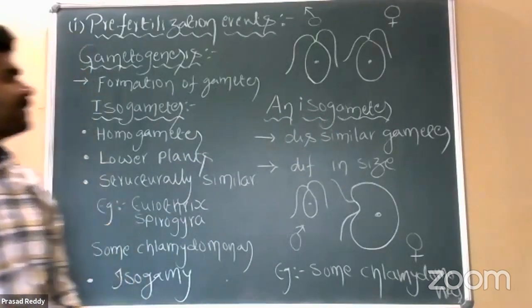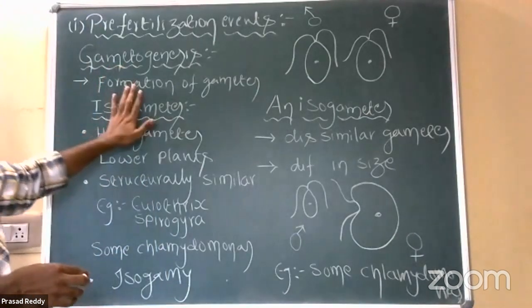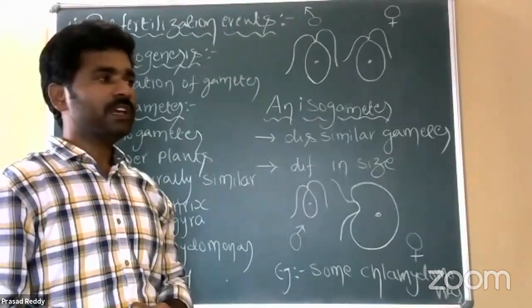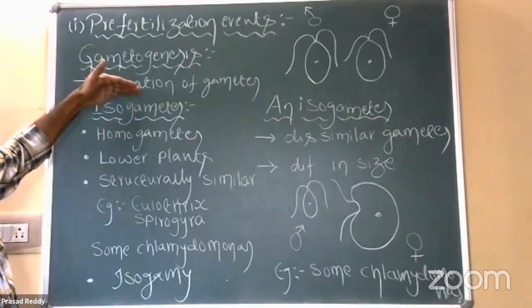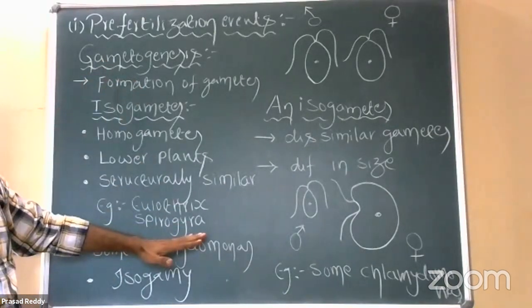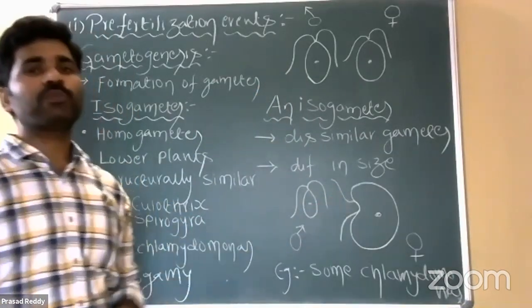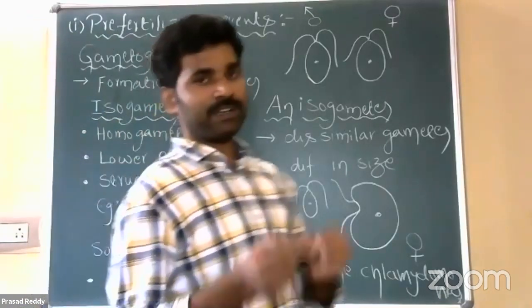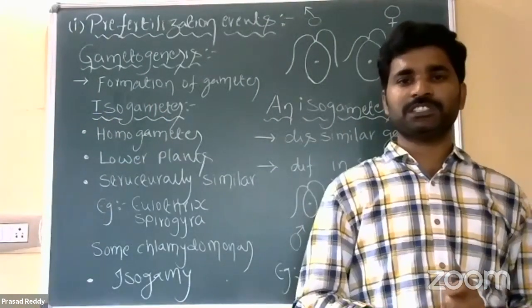Sometimes oogametes are produced. What is the difference between isogametes, anisogametes and oogametes? In isogametes, both male and female gametes are motile. In anisogametes also, male and female gametes are motile. But in oogametes, the male gamete is motile, but the female gamete is constant or stable.